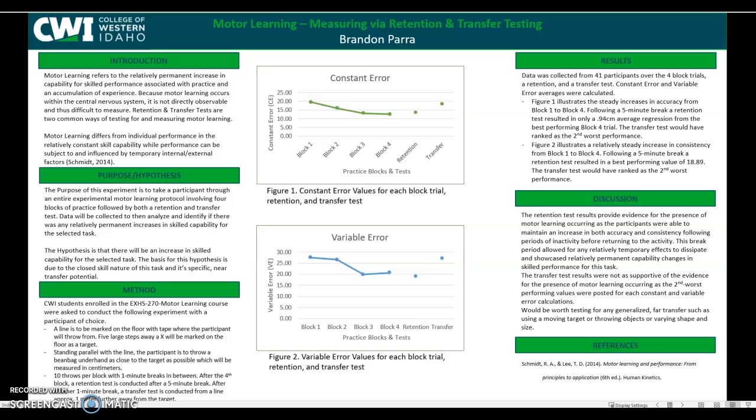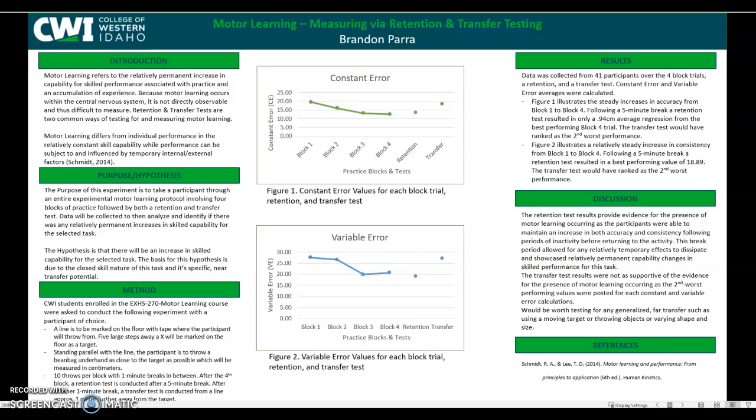and measuring motor learning. So motor learning in this context refers to relatively permanent increases in capability for skill performance. This is generally going to be associated with practice and accumulation of experience for a specific task that one is trying to learn. Motor learning occurs at the level of the central nervous system through the development and integration of motor patterns that meet the goals and demands of the skilled task that is trying to be learned.